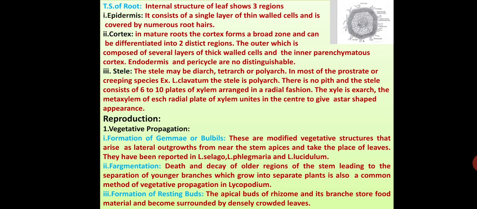Then we discuss fragmentation. Death and decay of older regions of the stem, leading to the separation of younger branches which grow into separate plants, is also a common method of vegetative propagation in Lycopodium. Lastly, we discuss formation of resting buds. The apical buds of the rhizome and its branches store food material and become surrounded by densely crowded leaves.